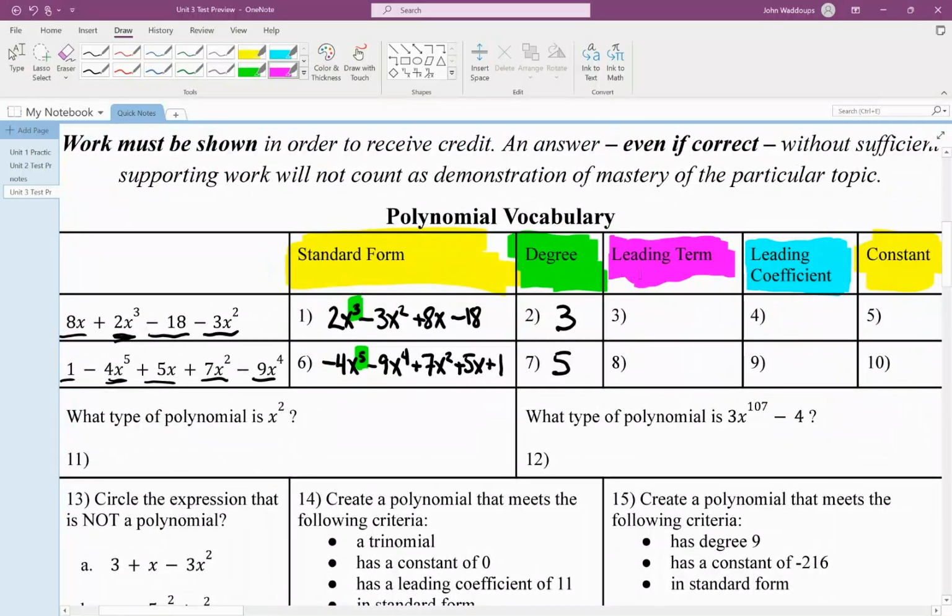So here I can say that the leading term is this 2x cubed here, and it's minus 4x to the 5th here. So I can say here the leading term is 2x cubed, and here the leading term is negative 4x to the fifth. It's just the first term if it's in standard form. How about the leading coefficient?